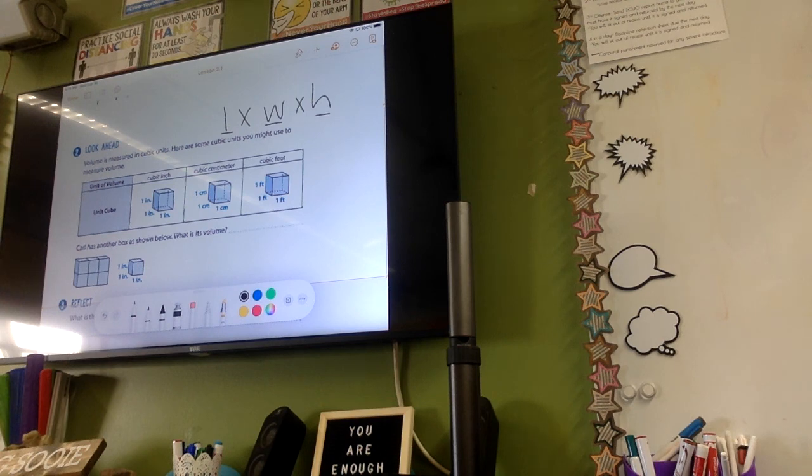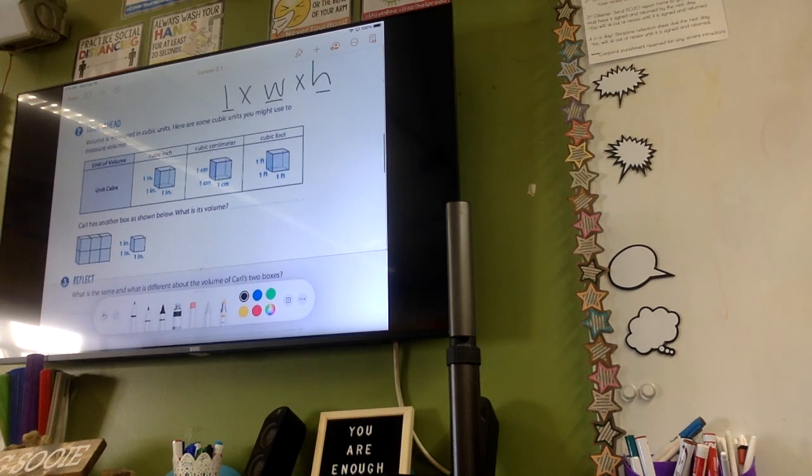Okay, so cubic units. Here are some cubic units that you might use to measure volume. So here we have cubic inches, and you can see it has IN as its abbreviation. Cubic centimeters is CM, and cubic feet is FT. That's what we just used. Out of inches, centimeters, and feet, who knows which one's the biggest? Colin? Feet is the biggest. Which one's the smallest? Centimeters is the smallest.